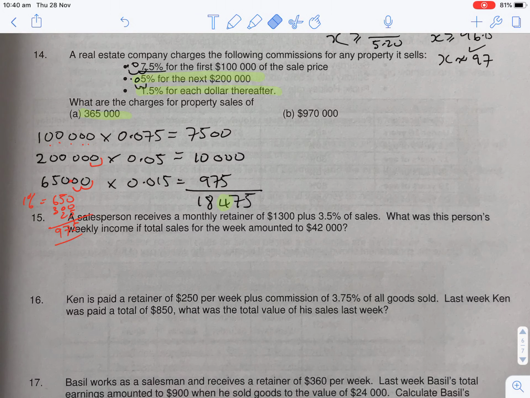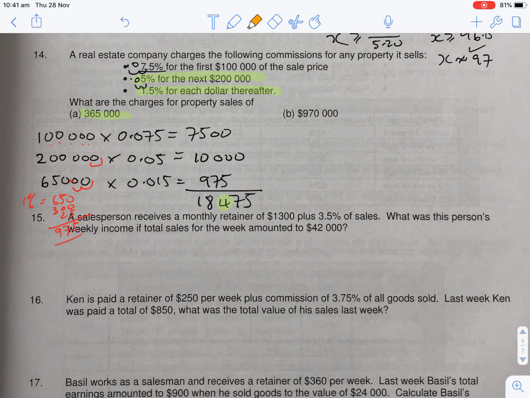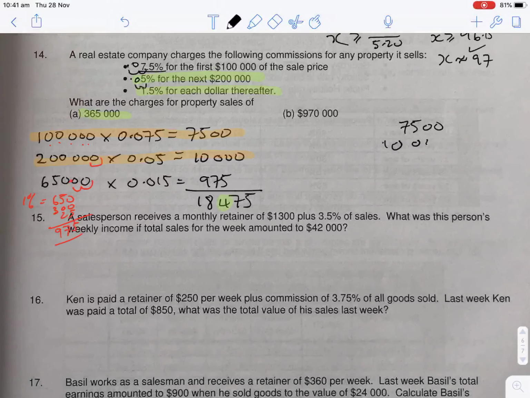Okay, for the next question it's going to be much the same, but now we've just got a lot more money. So the first two bands are going to be exactly the same. So if I was to highlight this, we've got 970. So I'm going to have all of this again and all of that 200 again. So when I do my working, I really don't need to repeat those. So I've got 7,500 for my first 100,000. I've got 10,000 for my next 200,000.